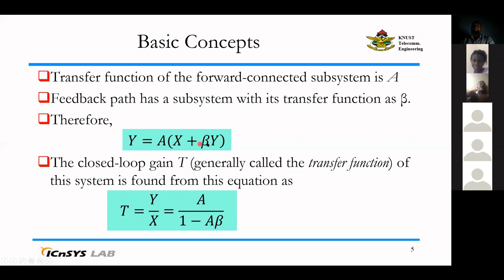From this, you can rearrange this equation to get Y divided by X. If you rearrange it to get Y divided by X, then you get what we call the closed loop gain, which is given by T equals Y over X, equal to A divided by 1 minus A beta. Now, what you realize is that if A beta here is equal to 1, the denominator here will be 0.